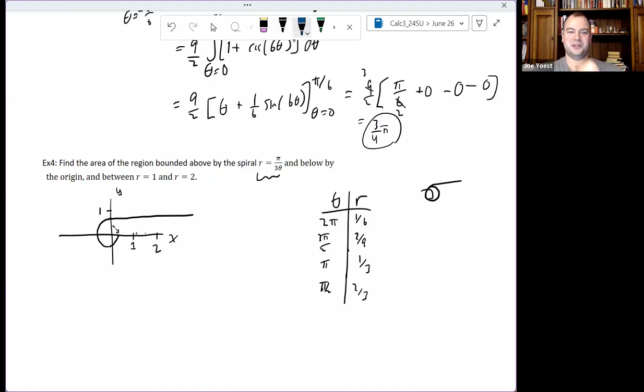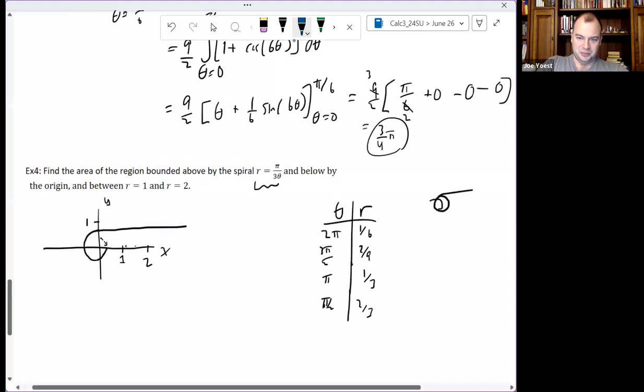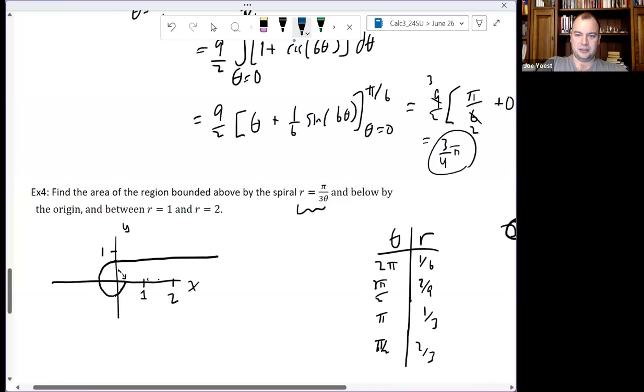Oh, they still do that with Android. Somebody said in chat. Let me actually zoom in a little bit so I can draw this a little better.